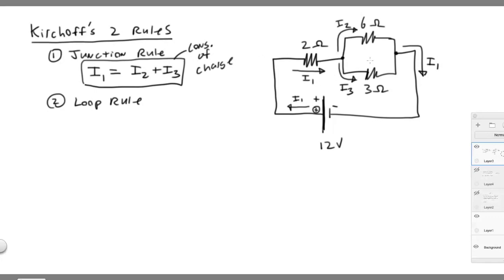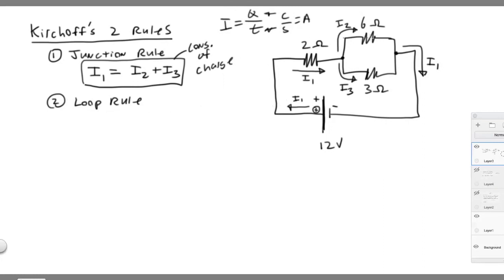And all current is charge per time, the basic definition of current. Charge per time, which gives us coulombs per second, which is what we call the amp. But the point being, charge flowing into a junction must equal charge out. That's the junction rule. Okay, loop rule involves voltage.